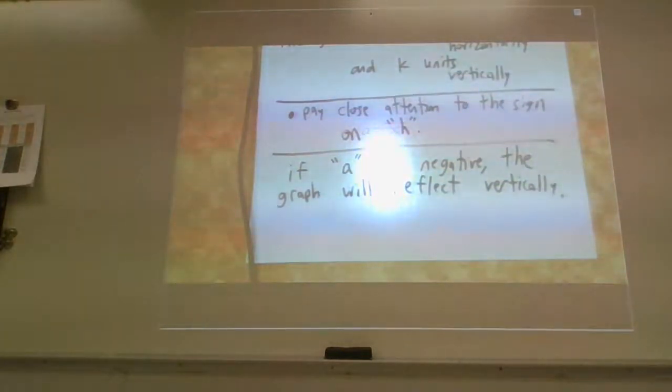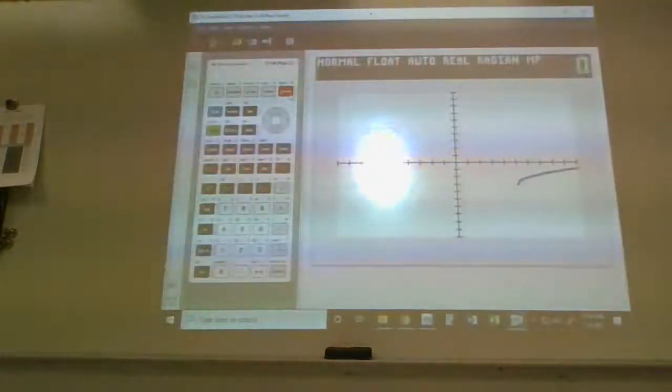If the number is a fraction or a different kind of positive number, we'll deal with that another time. But the main point I want to get across is that if A is negative, then the graph will definitely reflect in a vertical direction. If I go back to the calculator, I'm going to go up to the board real quick just to draw something right here.